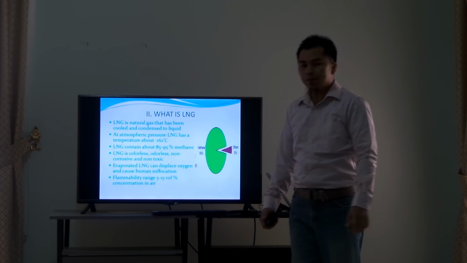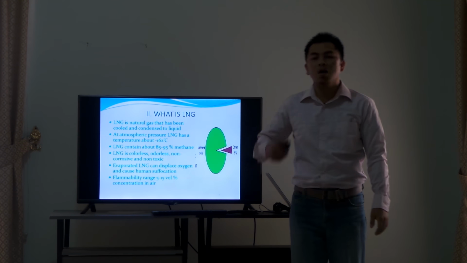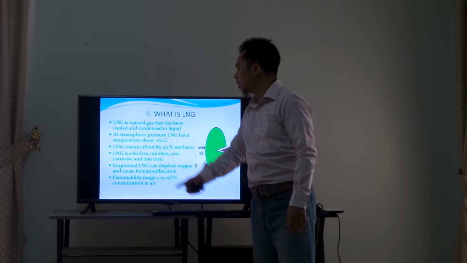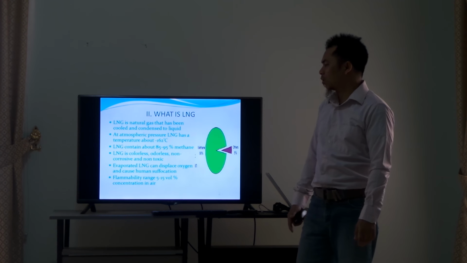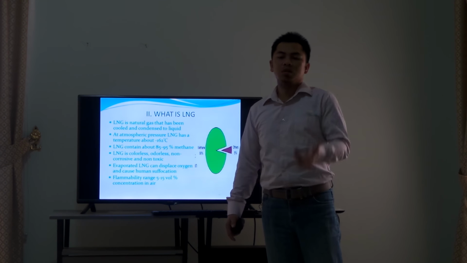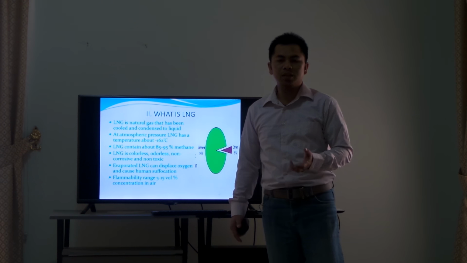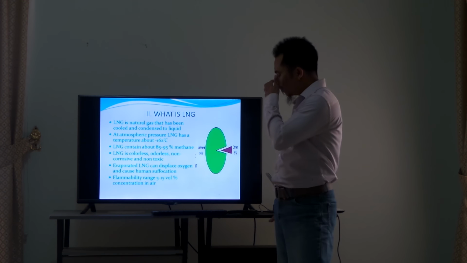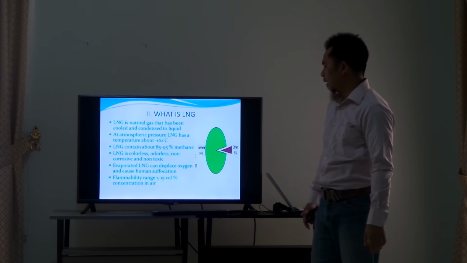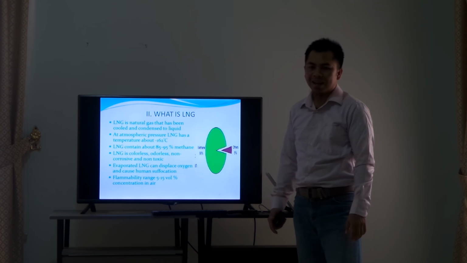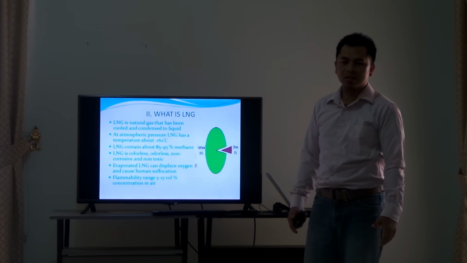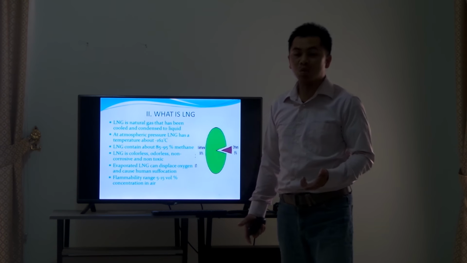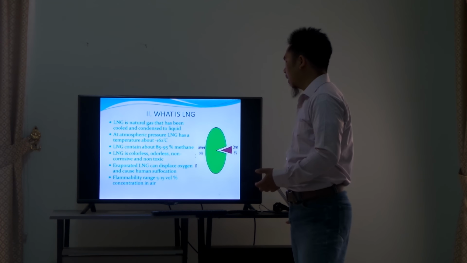LNG stands for liquefied natural gas. How do we change natural gas into liquid? LNG is natural gas that has been cooled and condensed to liquid. To change its condition and characteristics, they have to cool and condense it into a liquid. At atmospheric pressure, LNG has a temperature of about minus 162 degrees Celsius. They cool the gas down to minus 162 degrees Celsius.